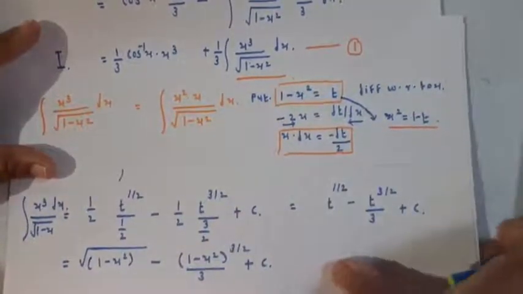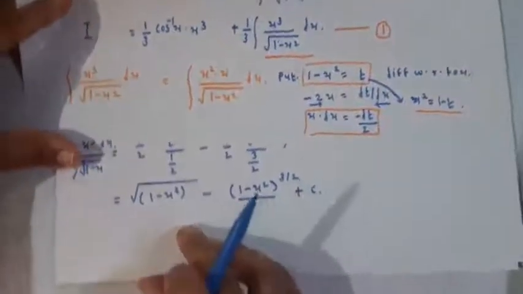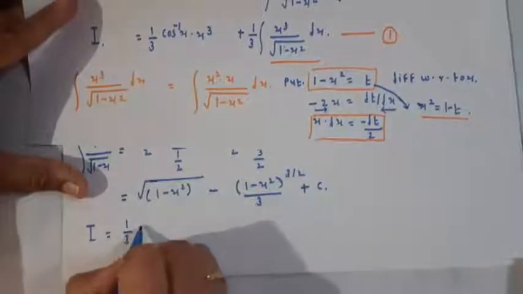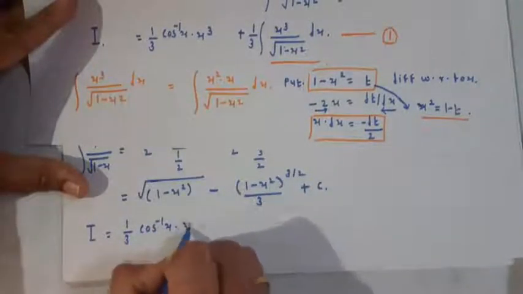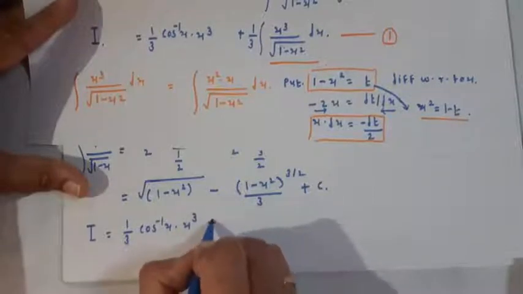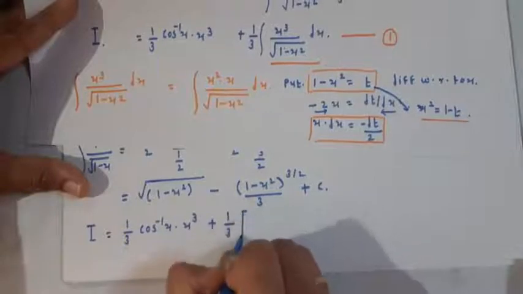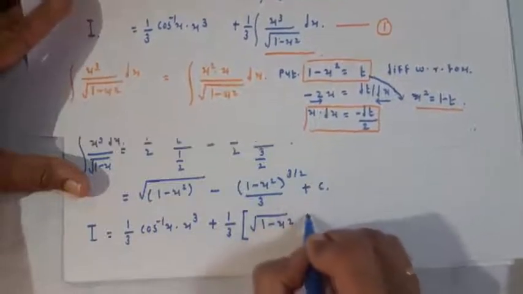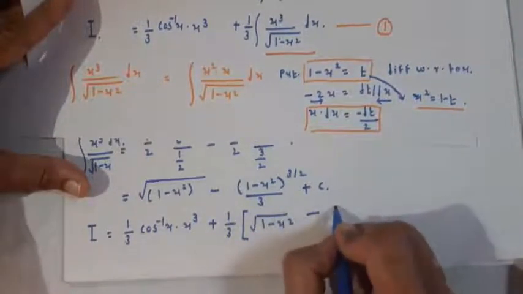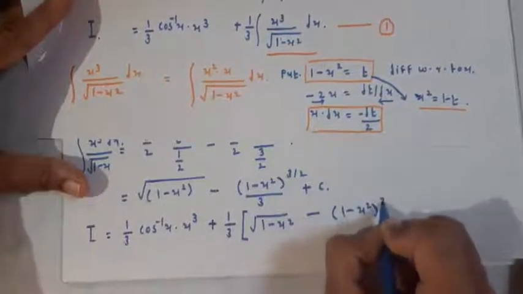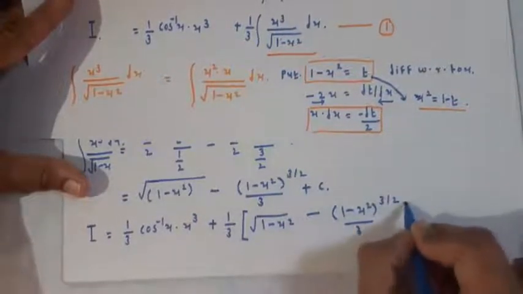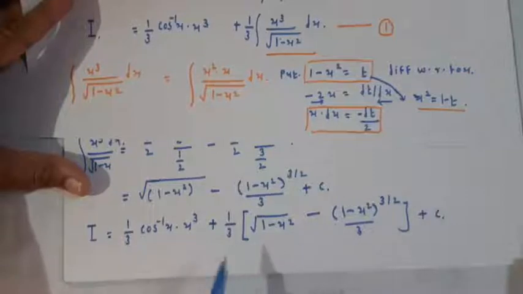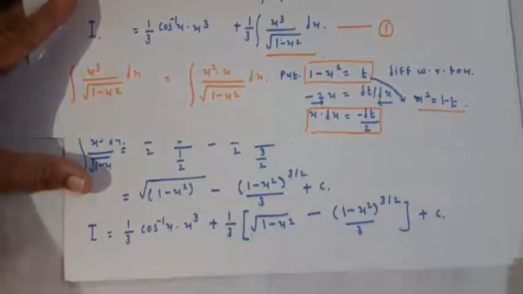We will get the integration I equal to 1 by 3 cos inverse of x into x raised to 3, plus 1 by 3 into square root of 1 minus x square, minus 1 minus x square raised to 3 by 2 upon 3, plus constant of integration c, and this is the solution for the given problem. In this way we have to solve.